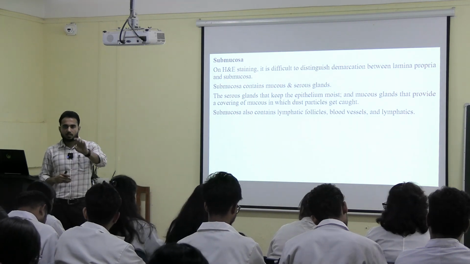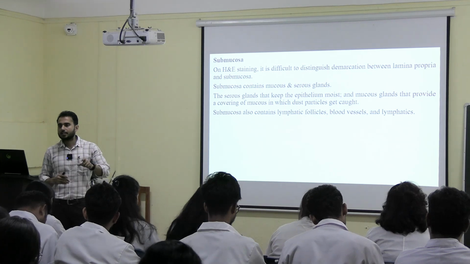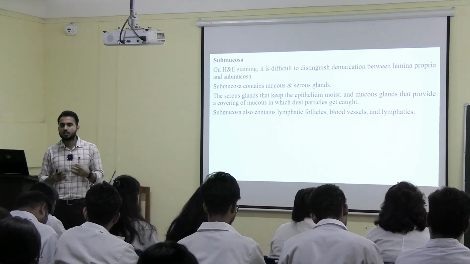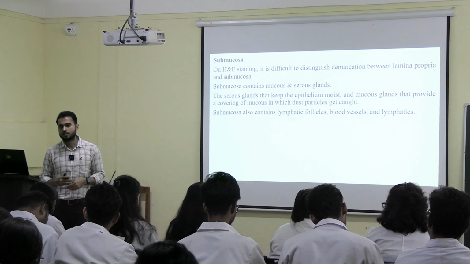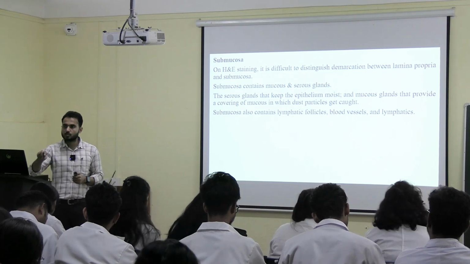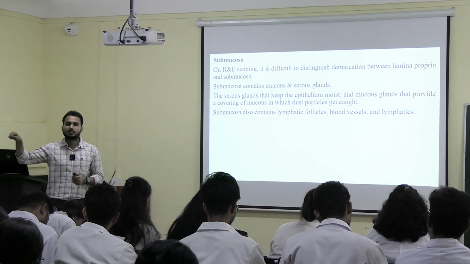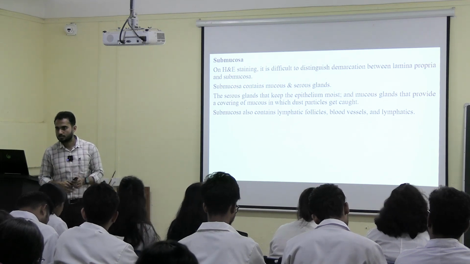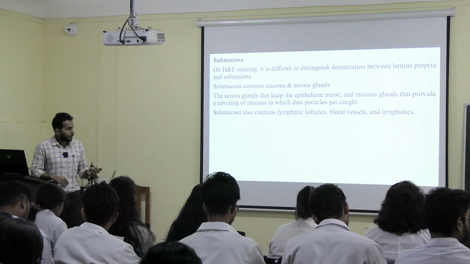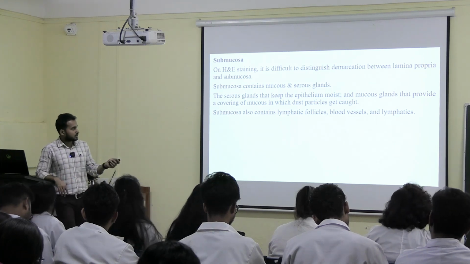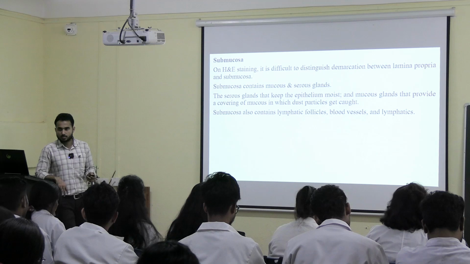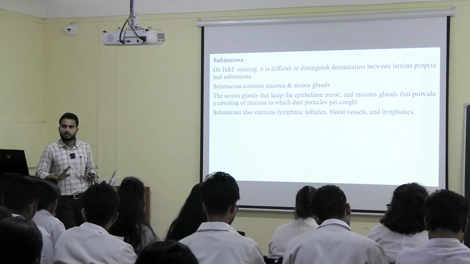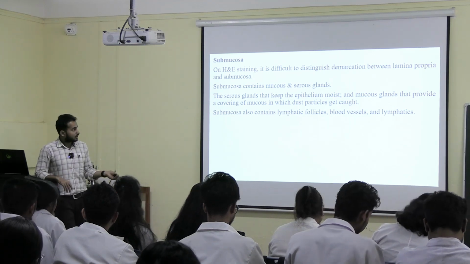Next, the mucus secretion, whatever it is there, that will entrap the dust particle or any foreign material which is going inside the respiratory tract. That's why in the submucosa you will see that round structures are there. These are nothing but the mucus and serous glands. Along with that, it also contains blood vessels and lymphatics. Okay, submucosa mein blood vessels and lymphatics are also there.